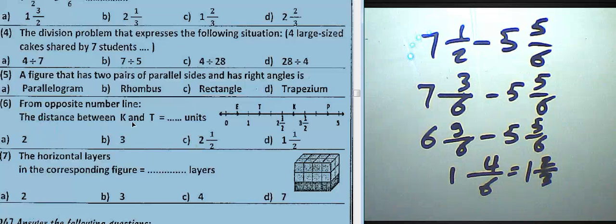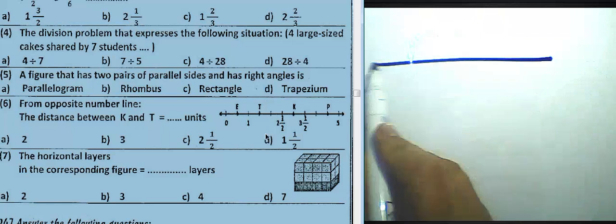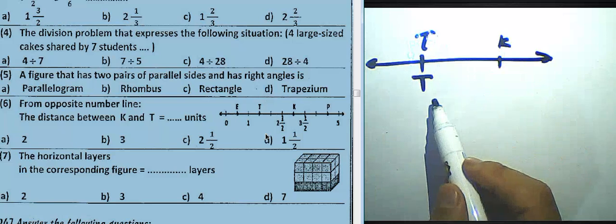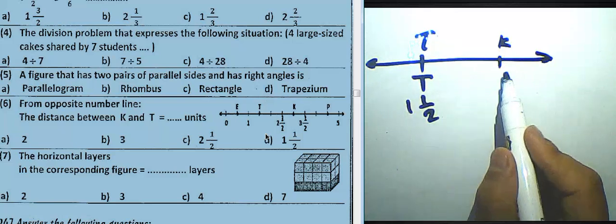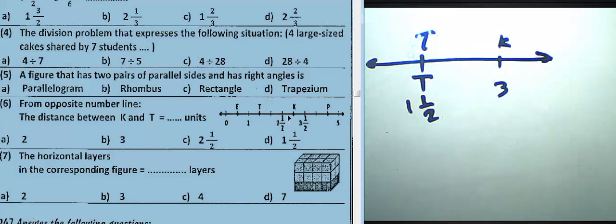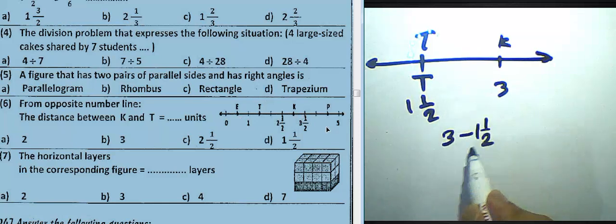The distance between K and T equals. K here equals 3 and T equals 1.5. We have here T and K. T is at 1.5, and K is at 3, on a straight line with half steps: half, 1, 1.5, 2, 2.5, 3, 3.5. We can find the difference between them. 3 subtract 1.5, it will be 1.5.